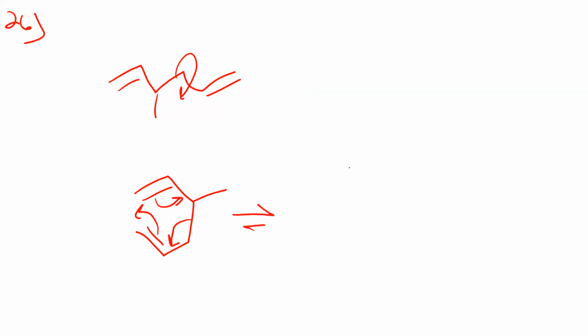Let me see. It's not writing for some reason now. So this can rotate. So if you rotate that bond, you're going to have something like this. I'm going to form a new sigma bond. This is going to come over and this will come apart. If that happens, then you get this.